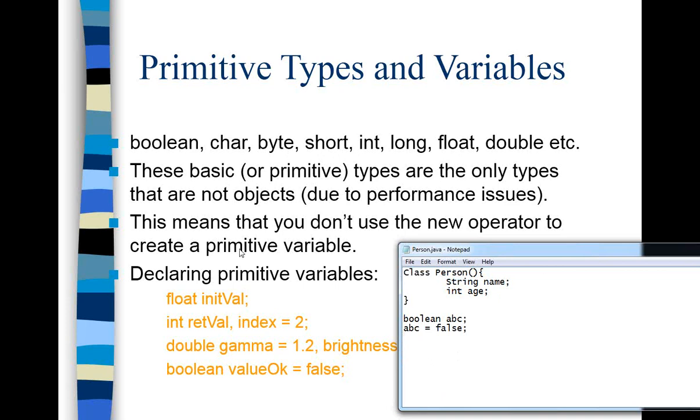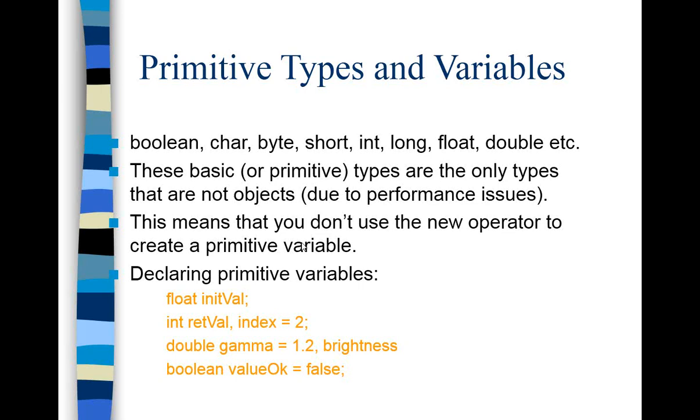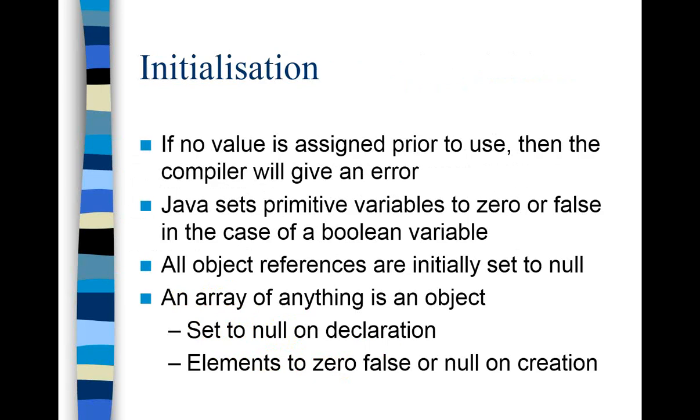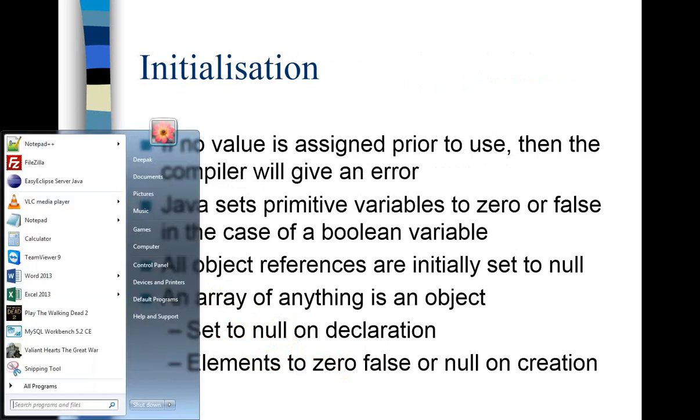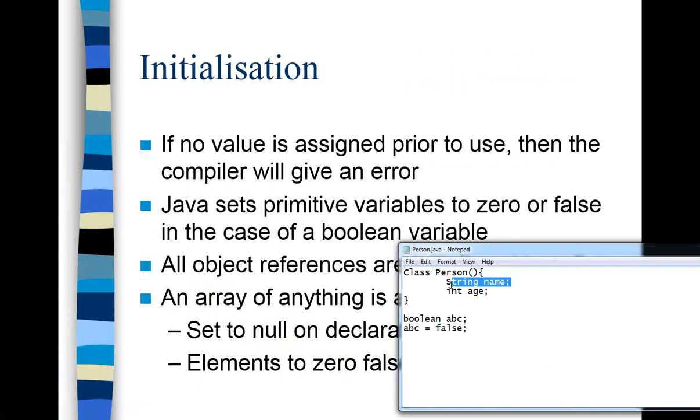This means that you don't use the new operator to create primitive data types. That's fine. Declaring primitive data types, we already discussed this. You can declare your variables and assign values in this manner. Let's go to the next, initialization. Initially, when you declare your variables in this manner, there is no value assigned to them. The moment you assign a value to your variable, it is called initialization.